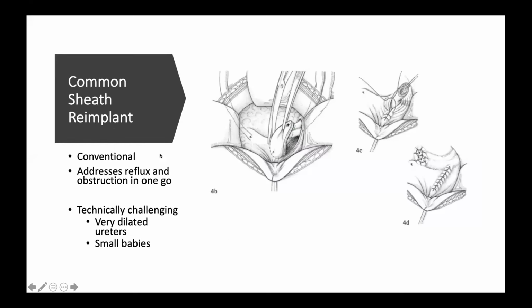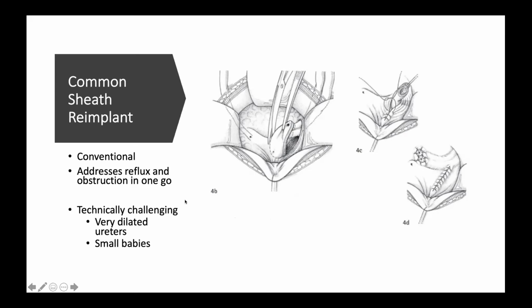So a common sheath ureteral reimplant, I think, is probably the most conventional surgical procedure. The reason it's favorable is that it addresses both issues in one go. It addresses the reflux in the lower pole, and it addresses the obstruction in the upper pole. I'll have to say that as much as we teach this as the gold standard of the procedure, it's not actually a very easy procedure.